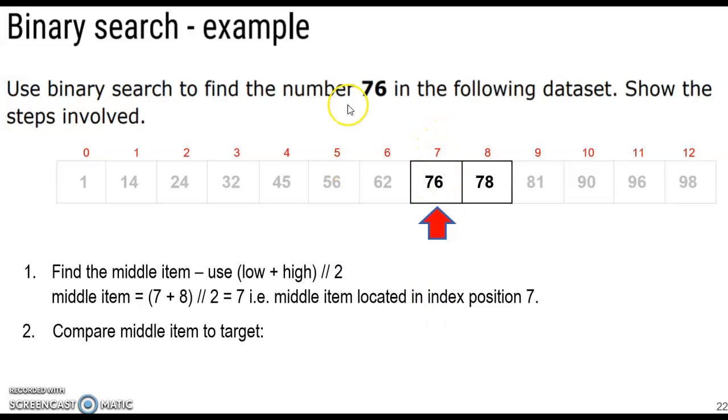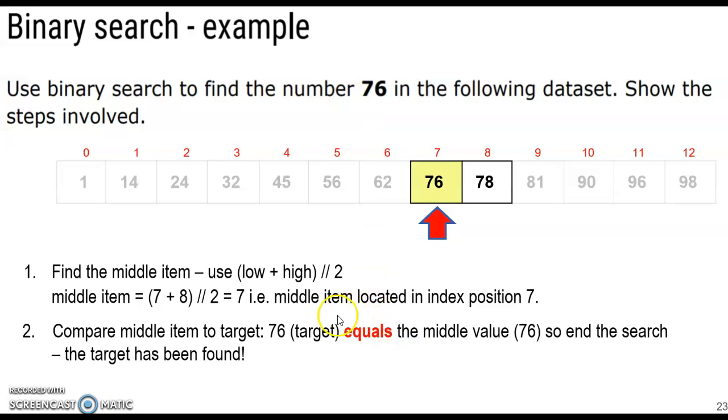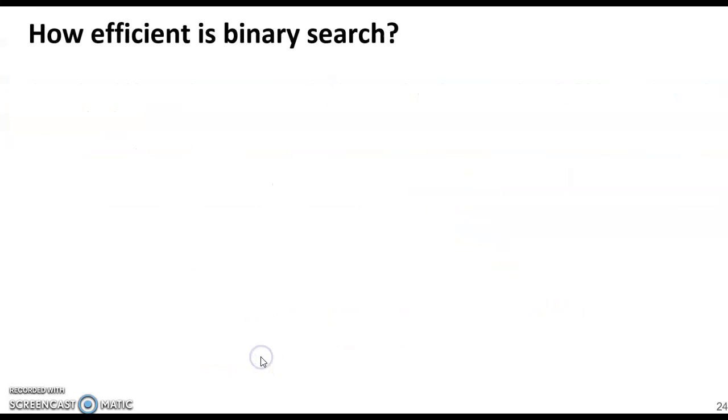We do our comparison, and this time we find out that 76 equals 76. We found what we've got. We end the search. The target has been found. And there is a general overview of how it works.